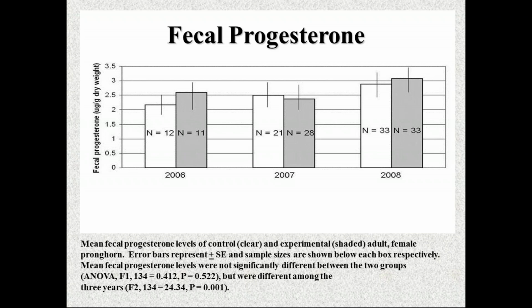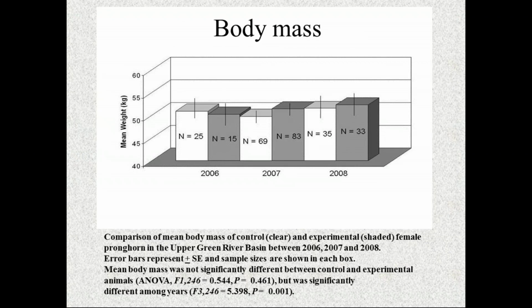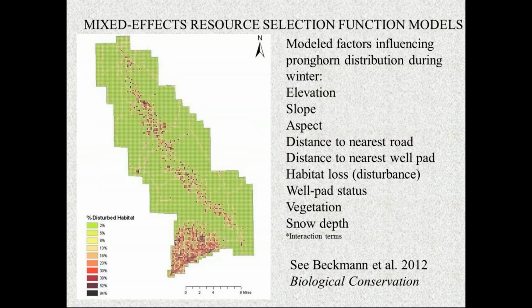Using fecal progesterone, we did not see any differences. I'm just showing about 3 years on each of these graphs because by the time I put 6 or 7 years on here, it can get really crowded and difficult to interpret. And as well for body mass, we saw no differences between females in control areas versus those that were experimental animals using the gas fields. And so really the take-home message is we did not see any demographic effects.